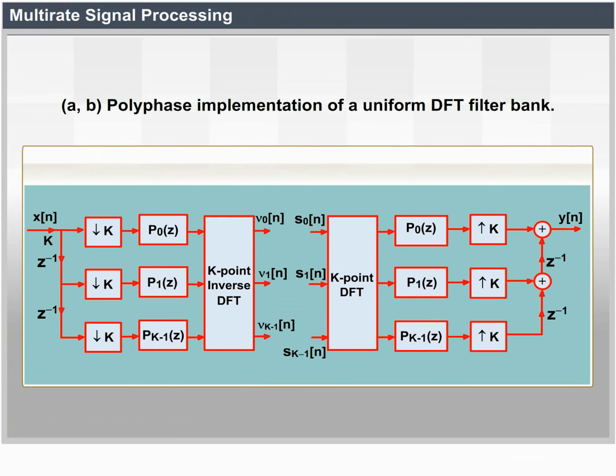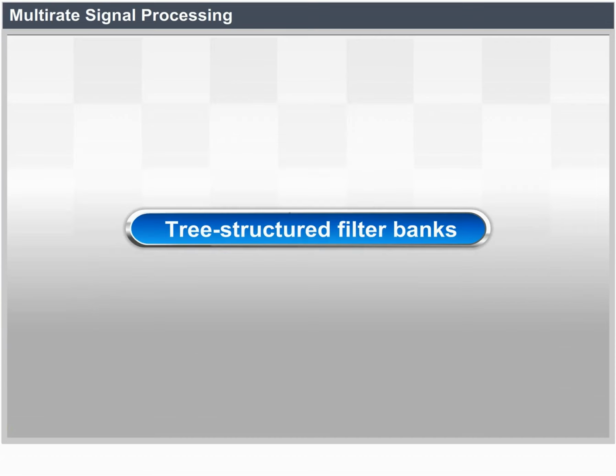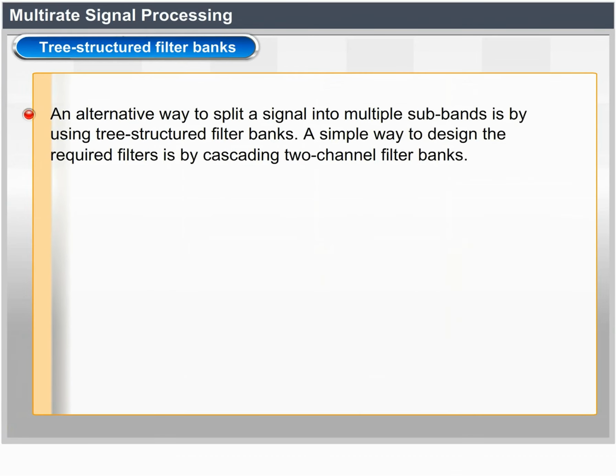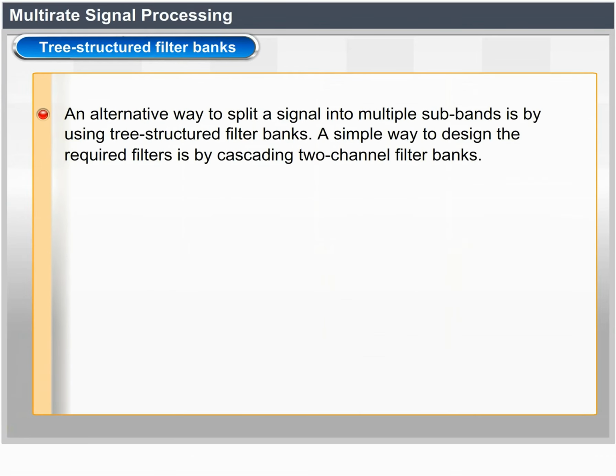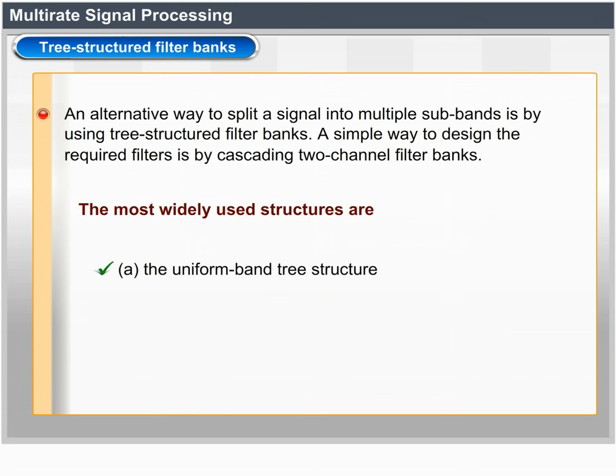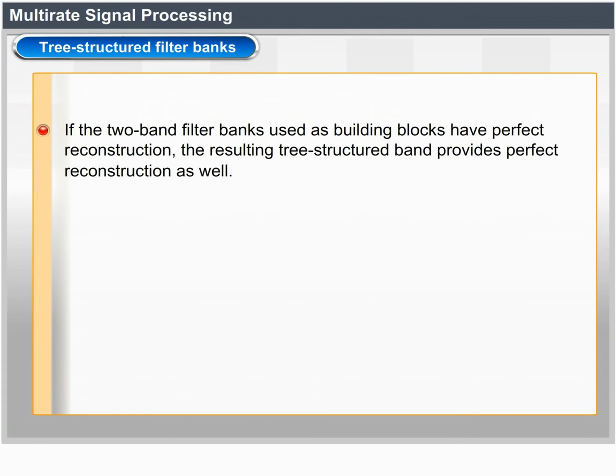Tree structured filter banks. An alternative way to split a signal into multiple subbands is by using tree structured filter banks. A simple way to design the required filters is by cascading two channel filter banks. The most widely used structures are A, the uniform band tree structure, B, the octave band tree structure. If the two band filter banks used as building blocks have perfect reconstruction, the resulting tree structured bank provides perfect reconstruction as well.